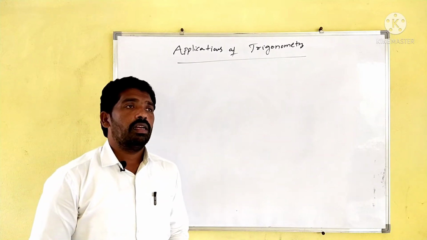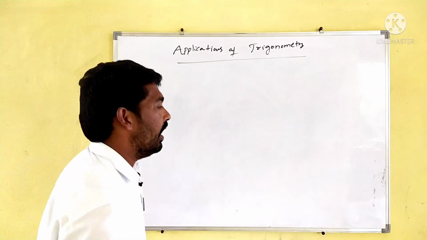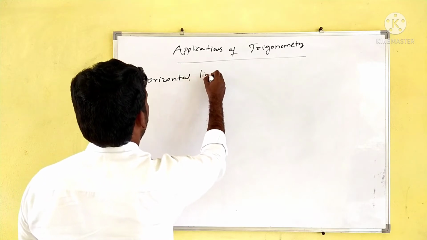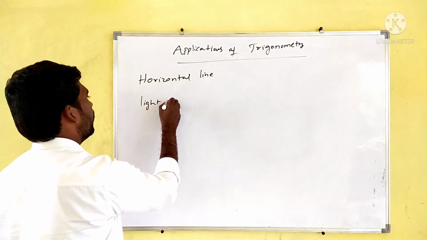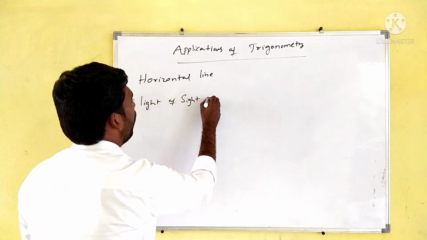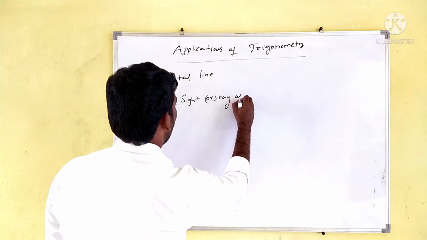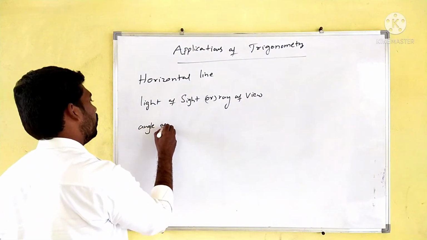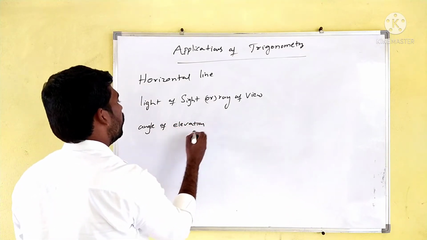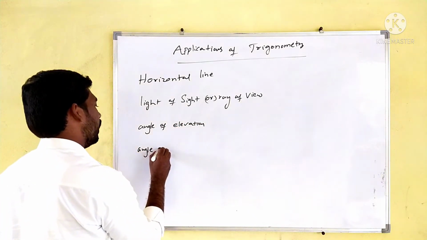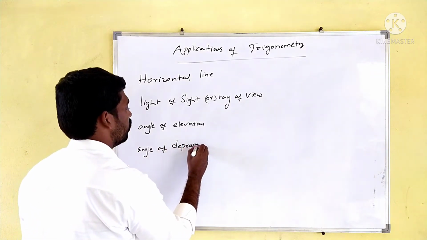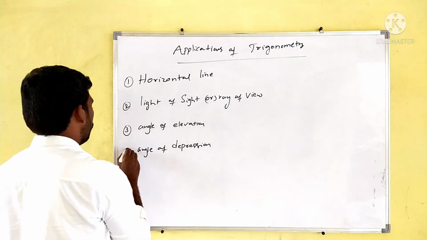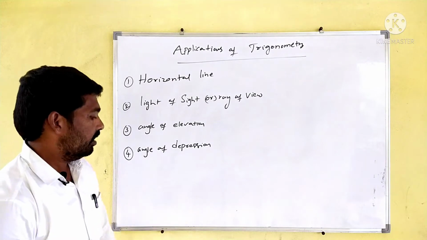In this chapter, we must learn what is meant by horizontal line. The second one is line of sight or ray of view, the third one is angle of elevation, and the fourth one is angle of depression. These four terms are very, very important here, so first we learn about these four.